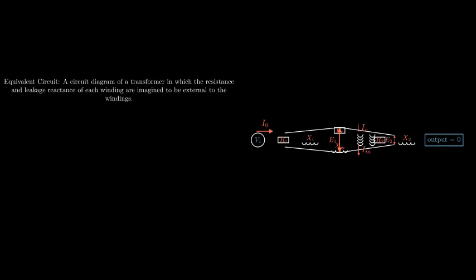Finally, on the right, we have the secondary side, which is open-circuited. As you can see, the output is 0, and the secondary induced EMF, E sub 2, appears across the open terminals. So, to recap, this diagram clearly shows how the no-load current is broken down into its two crucial components.